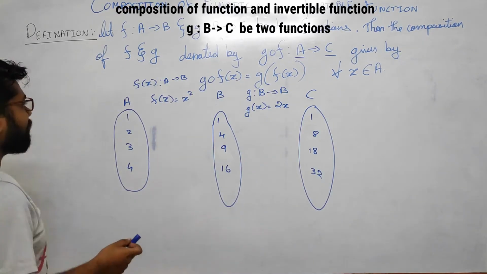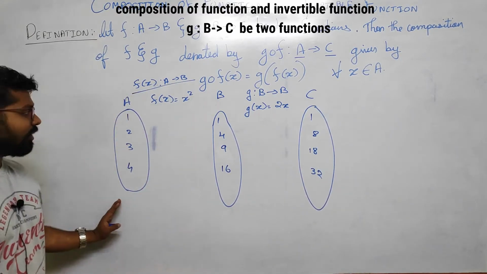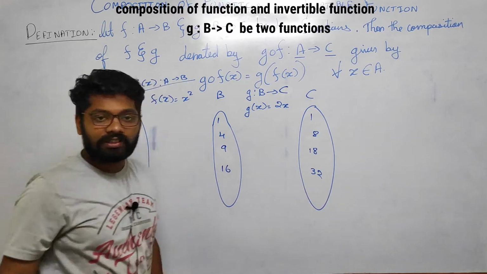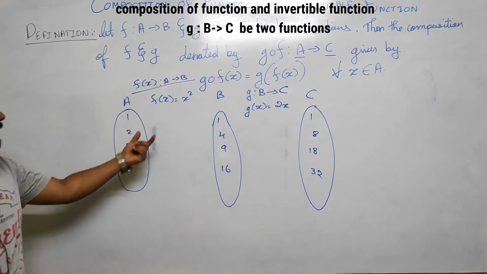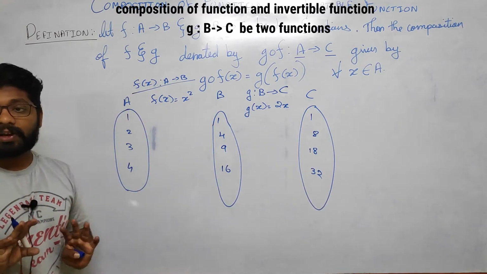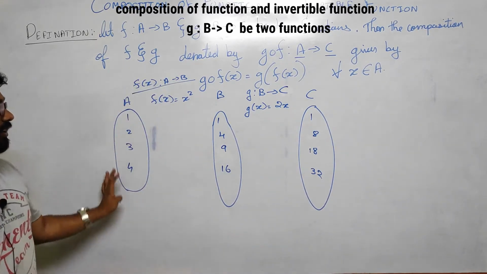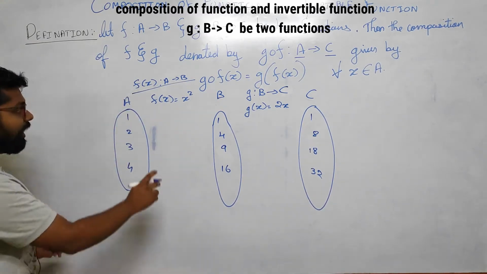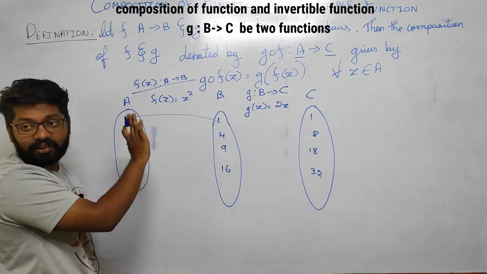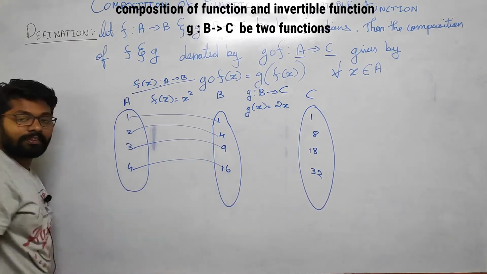So here we have an example where f is mapping from A to B, and g is mapping from B to C, and two functions are defined already, that is f(x) = x square. That means the relation between A and B is given by x square, and the relation between B and C is given by 2x. I have written sets accordingly. Now f(x) = x square means 1 square is 1, which is present in set B, so I'll do the mapping. What about 2? It will be 4, then 9, 16, correct?